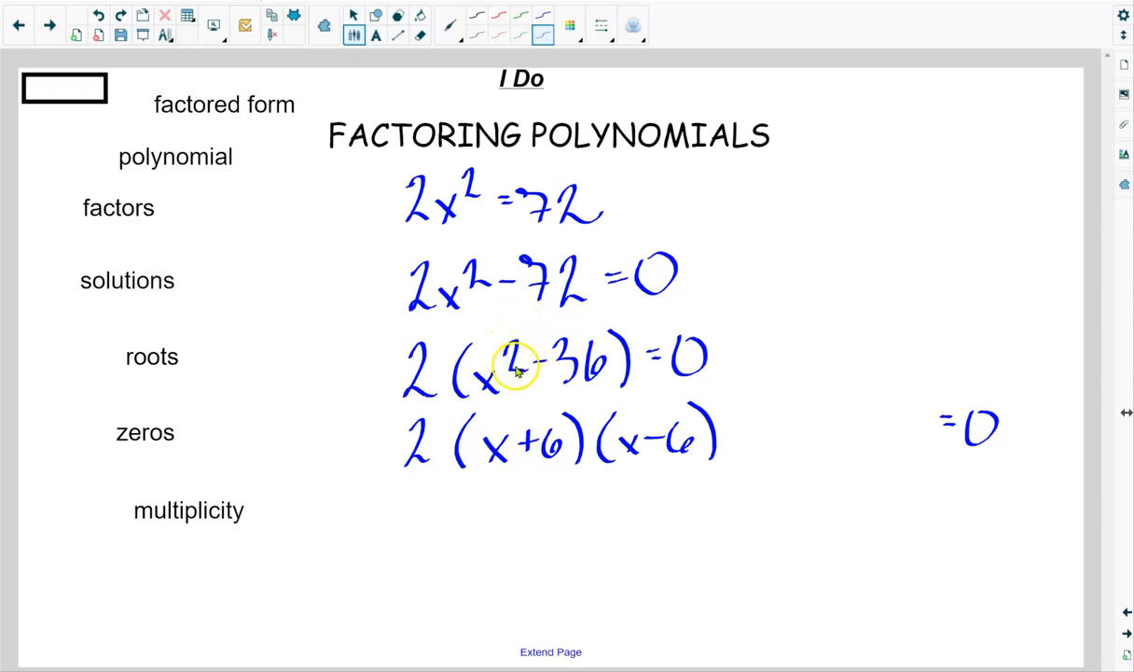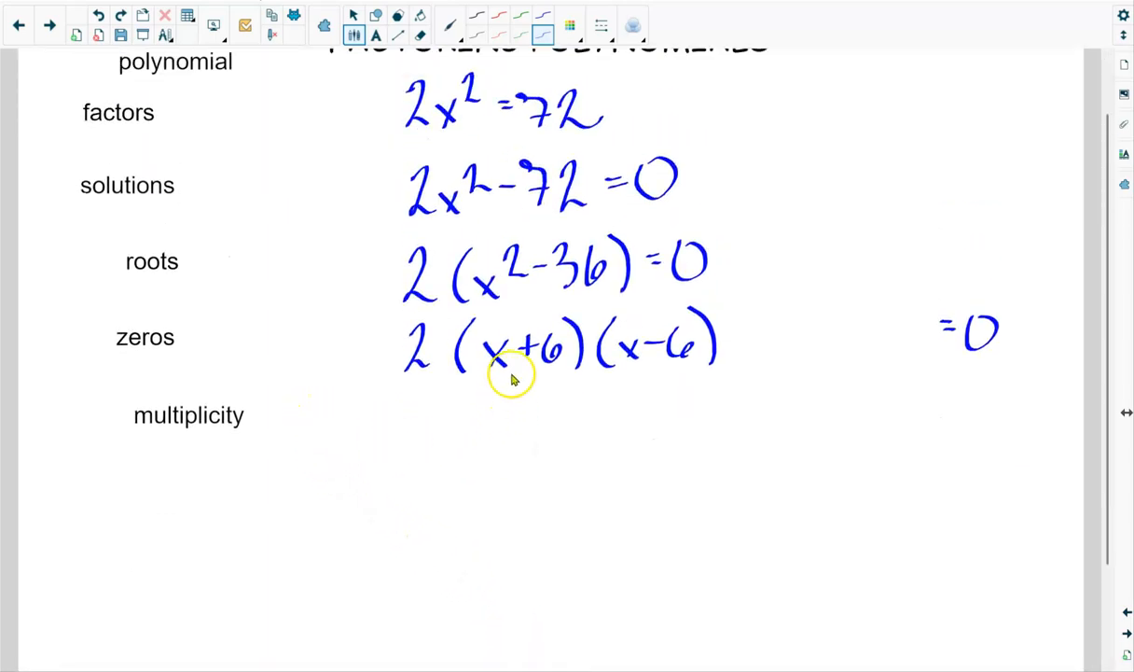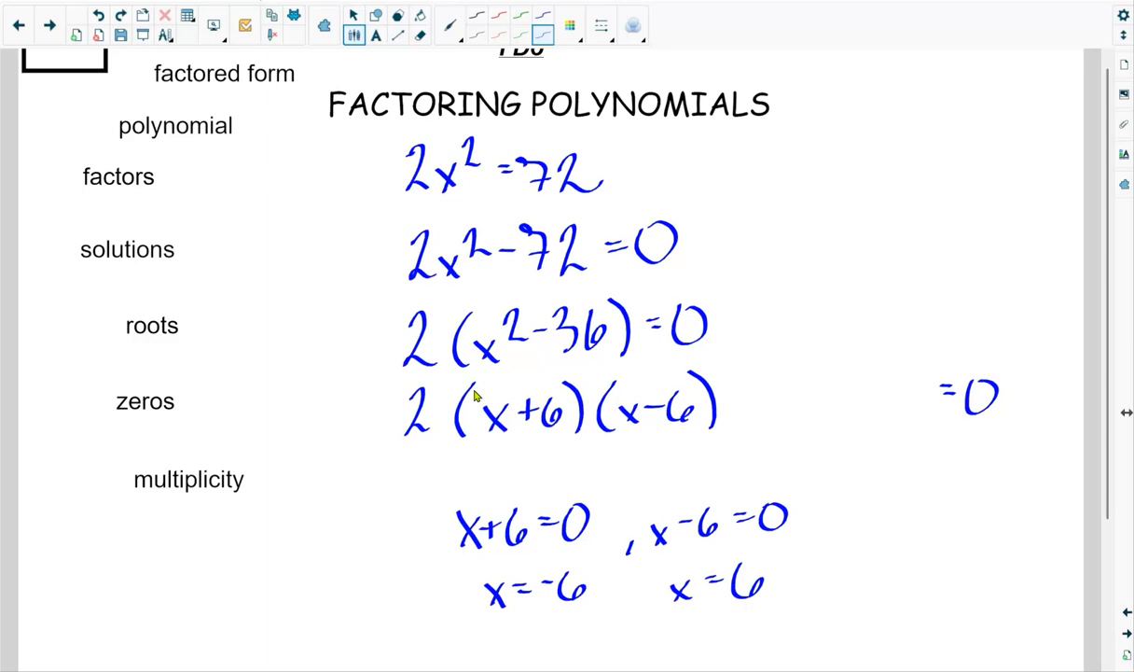Now, what needs to be said? How do we actually get the solution? So we would take these guys, set them equal to 0. And here we would subtract 6 both sides. Here we would add 6 both sides. Okay, so we would have our solutions.